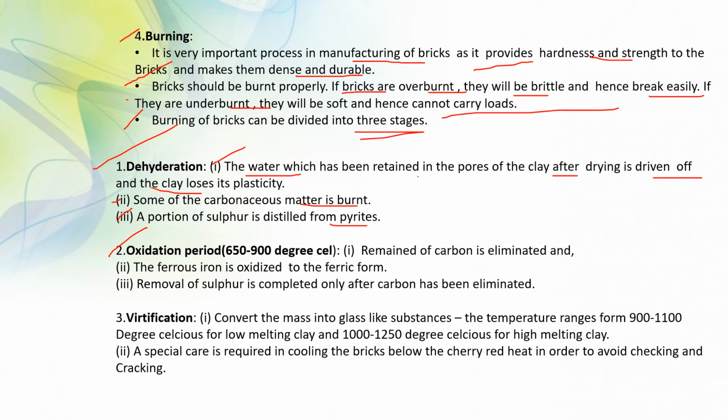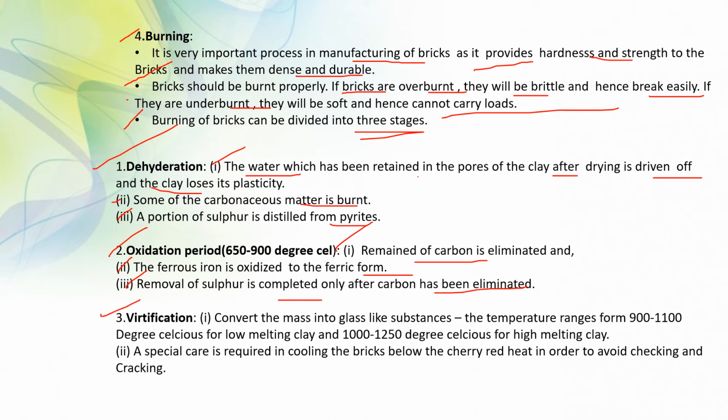650 to 900 degrees Celsius. Number 1, the remainder of carbon is eliminated, and number 2, the ferrous iron is oxidized to the ferric form. Number 3, removal of sulfur is complete only after carbon has been eliminated.